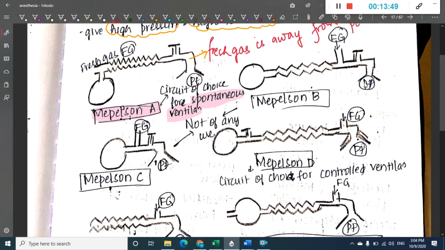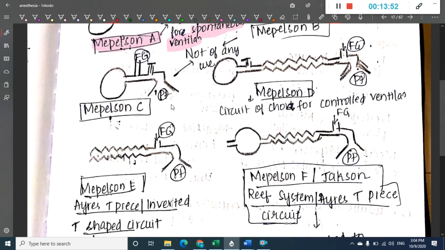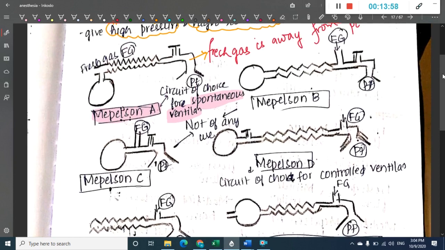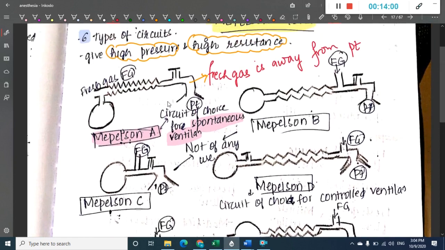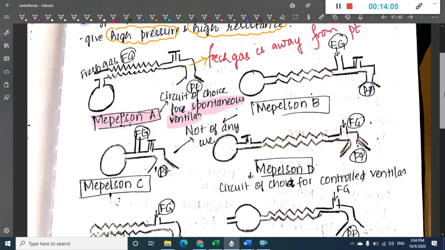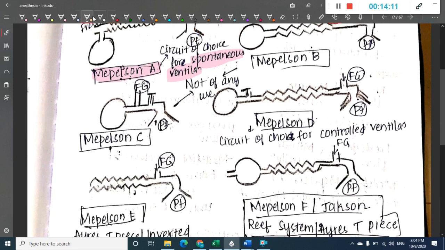See, this is towards the patient. This is also nearer to the patient. So Mapleson A is a unique system where fresh gas is away from the patient, and that is the reason why you can use Mapleson A in spontaneous ventilation. Next, Mapleson B and Mapleson C are not used now. What is used now is Mapleson D. This Mapleson D is the circuit of choice for controlled ventilation.